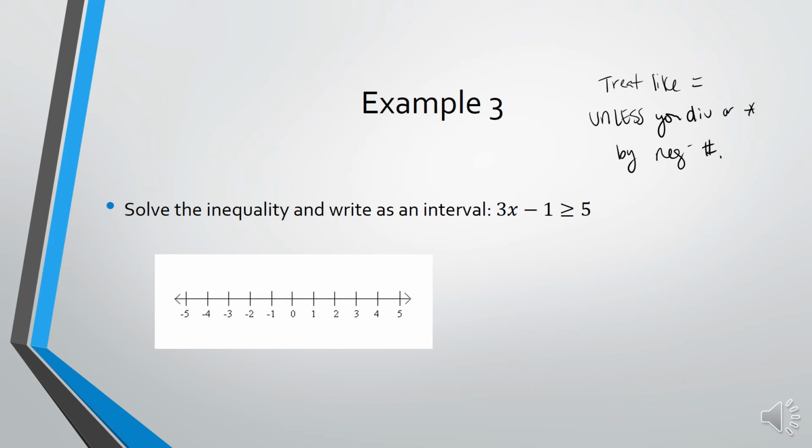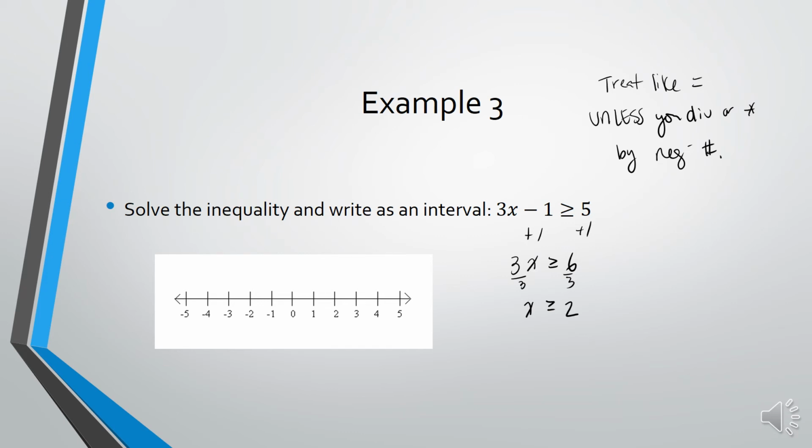That's the only difference. So I'm just going to pretend that instead of saying greater than or equal to, this just says equal to. I only have to worry about that if at some point I divide or multiply by a negative number. So if this was just equal to, I would start by adding 1 to both sides, and then I would divide by 3. Now 3 is not negative, so I don't need to worry about flipping anything. So I'll just say x is greater than or equal to 2.